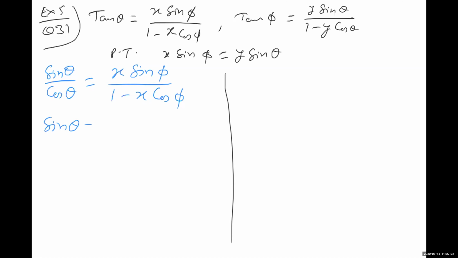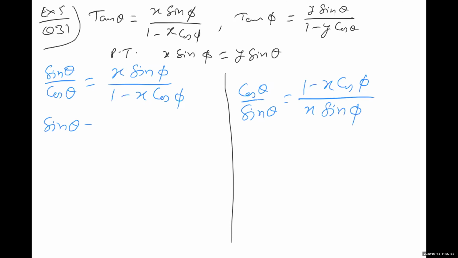Cot theta will be the reciprocal of that: 1 minus x cos phi upon x sine phi. No, 1 minus x cos phi upon x sine phi minus cot phi. You are taking the reciprocal of this, so you are writing cos theta upon sine theta. Like this you are telling.